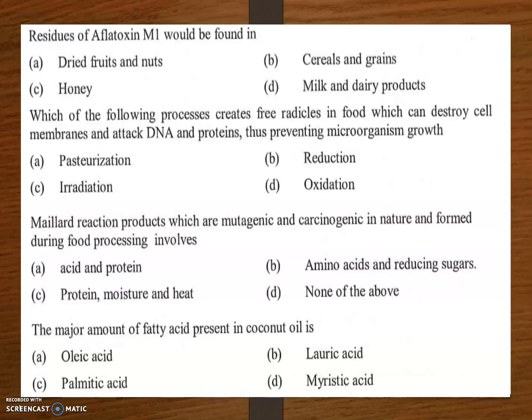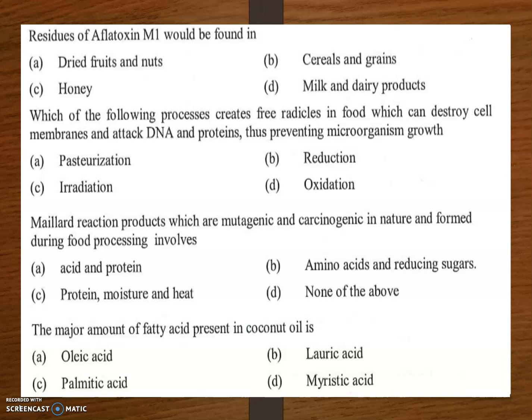Moving to next question. Residues of aflatoxin M1 would be found in. The answer is option D, milk and dairy products. Aflatoxin M1 is a potent carcinogen. It is a teratogen and mutagen which is found in the milk when the lactating animals consume feed which is contaminated with aflatoxin.